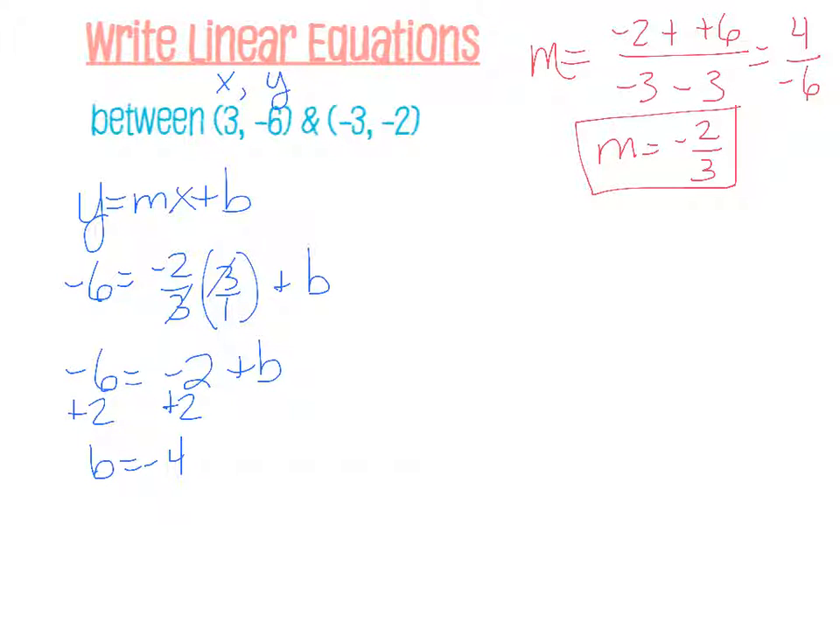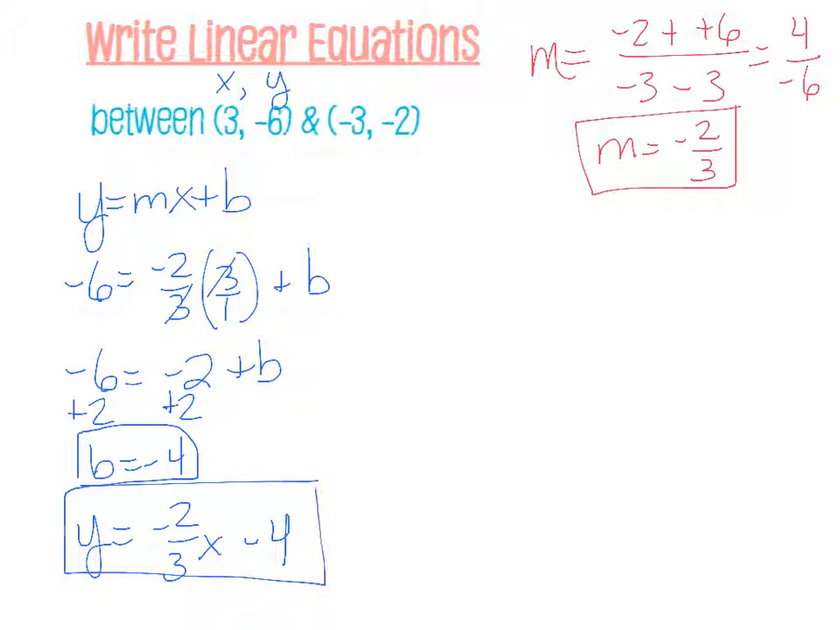Once you know the b, and you previously found the m, you should be able to write your equation in slope-intercept form. Y equals negative 2/3 x minus 4. There's the equation of the line that passes through those two points. All right, if you're happy, you can skip this next part and keep going. If you want a review of point-slope form, I'm going to go into that now.